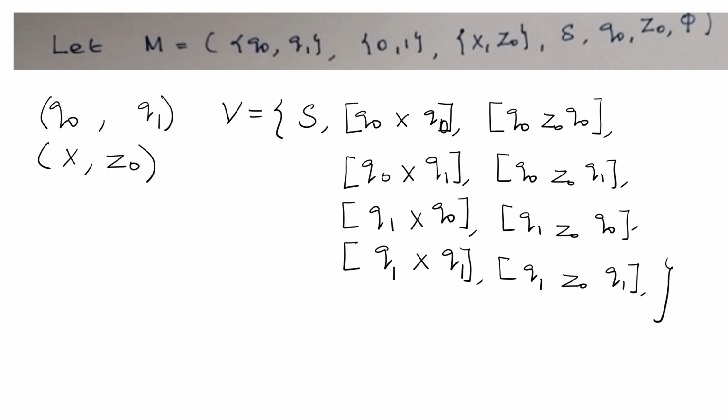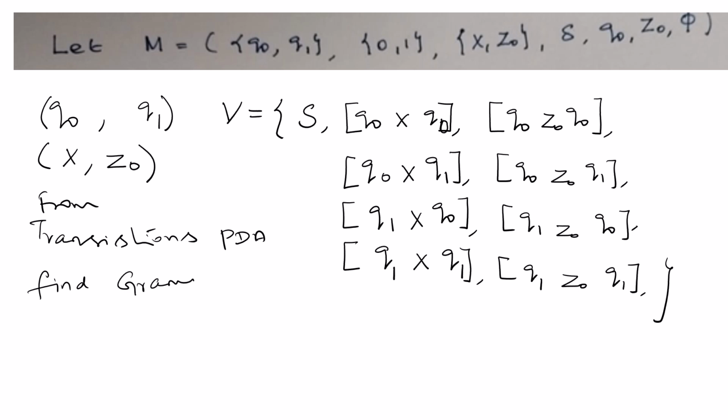So that is the first step, that is, we have to find the variables. The next step is, from the transitions of the PDA, we want to find the grammar productions. So that is our next step.